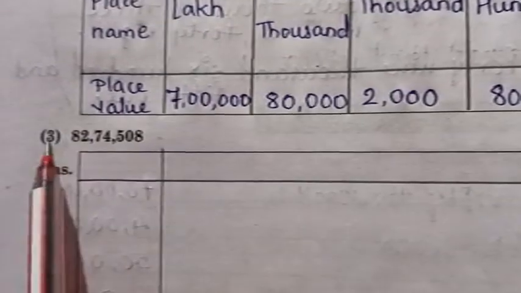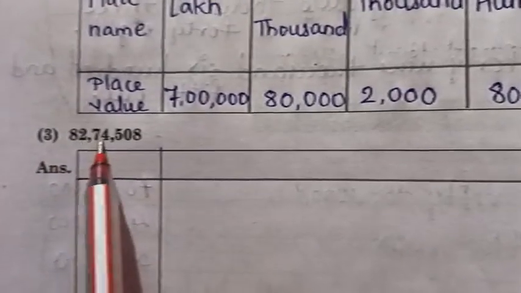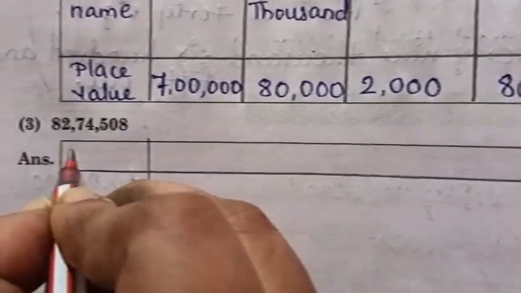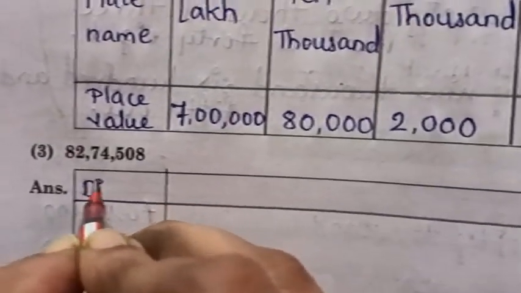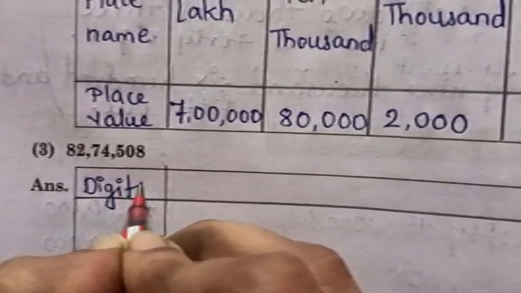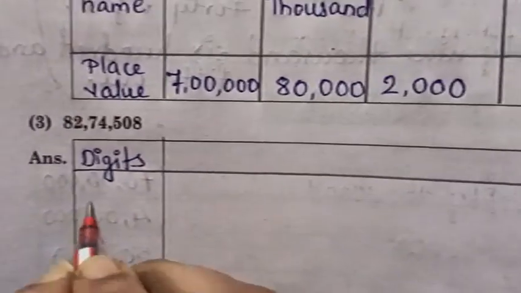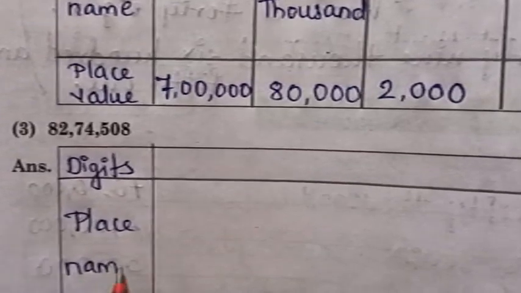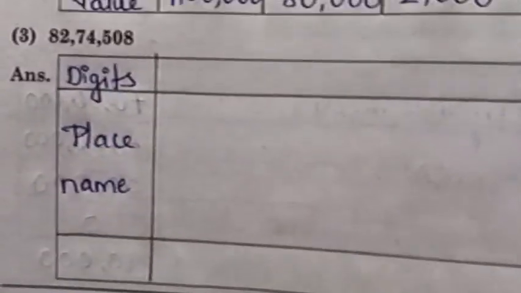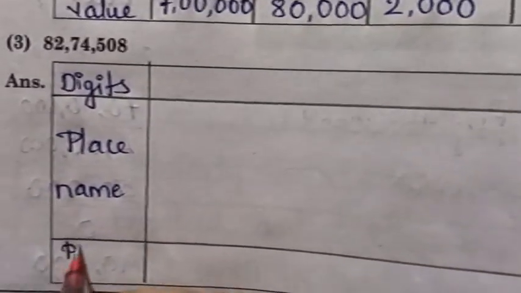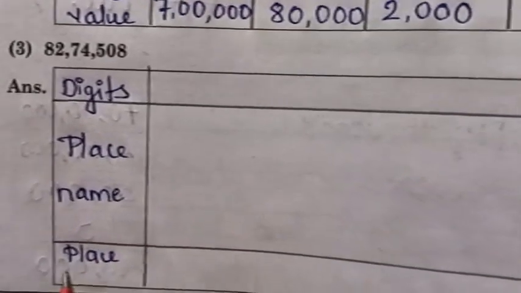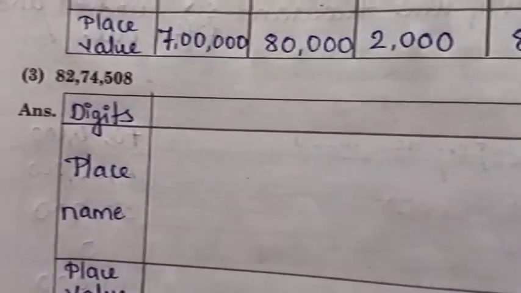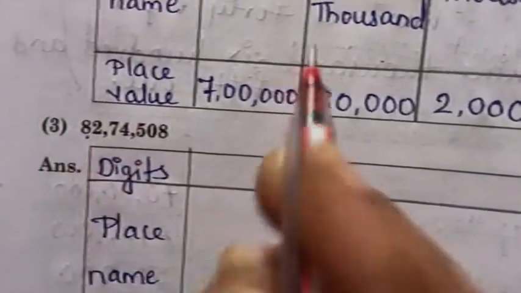Now students, your third one is 82,74,508. So first you will write your digits, then place name, and then place value.